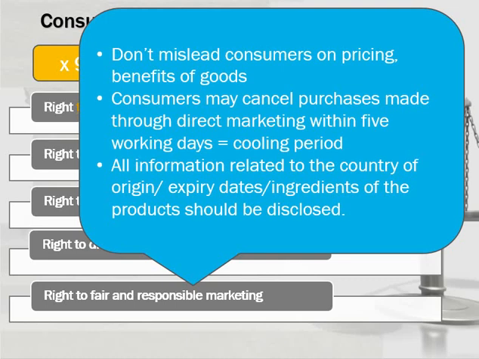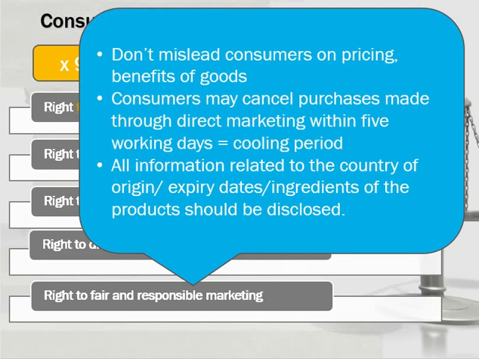You need to give it to me at a cheaper price. Consumers may cancel purchases made through direct marketing within the 5 working day period known as the cooling off period. So if you feel you were forced into buying something and it was an involuntary purchase, you have that 5 working days cooling off period to return it. All information related to the country of origin, the expiry dates, and the ingredients of the products should be disclosed. So that's in terms of the right to fair and responsible marketing.